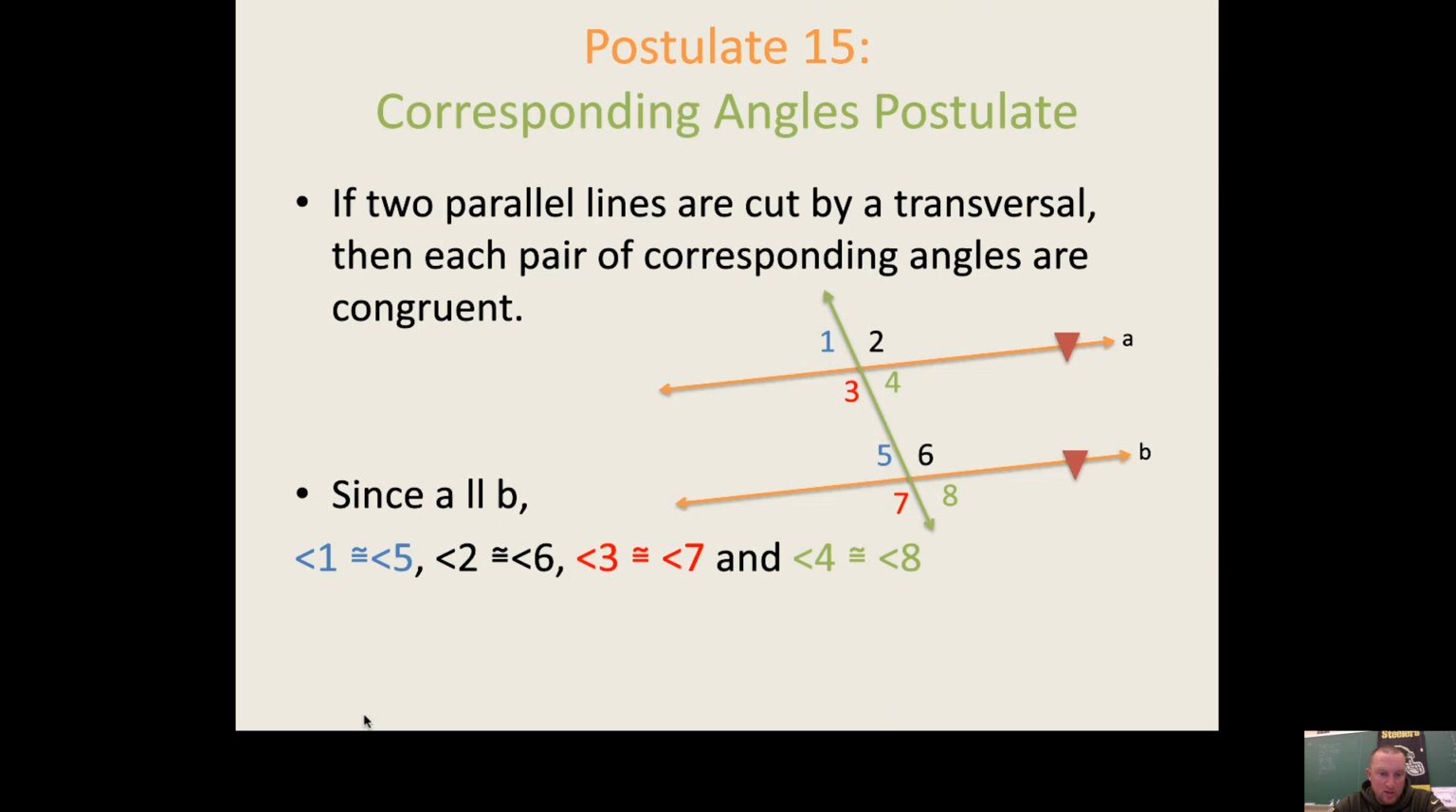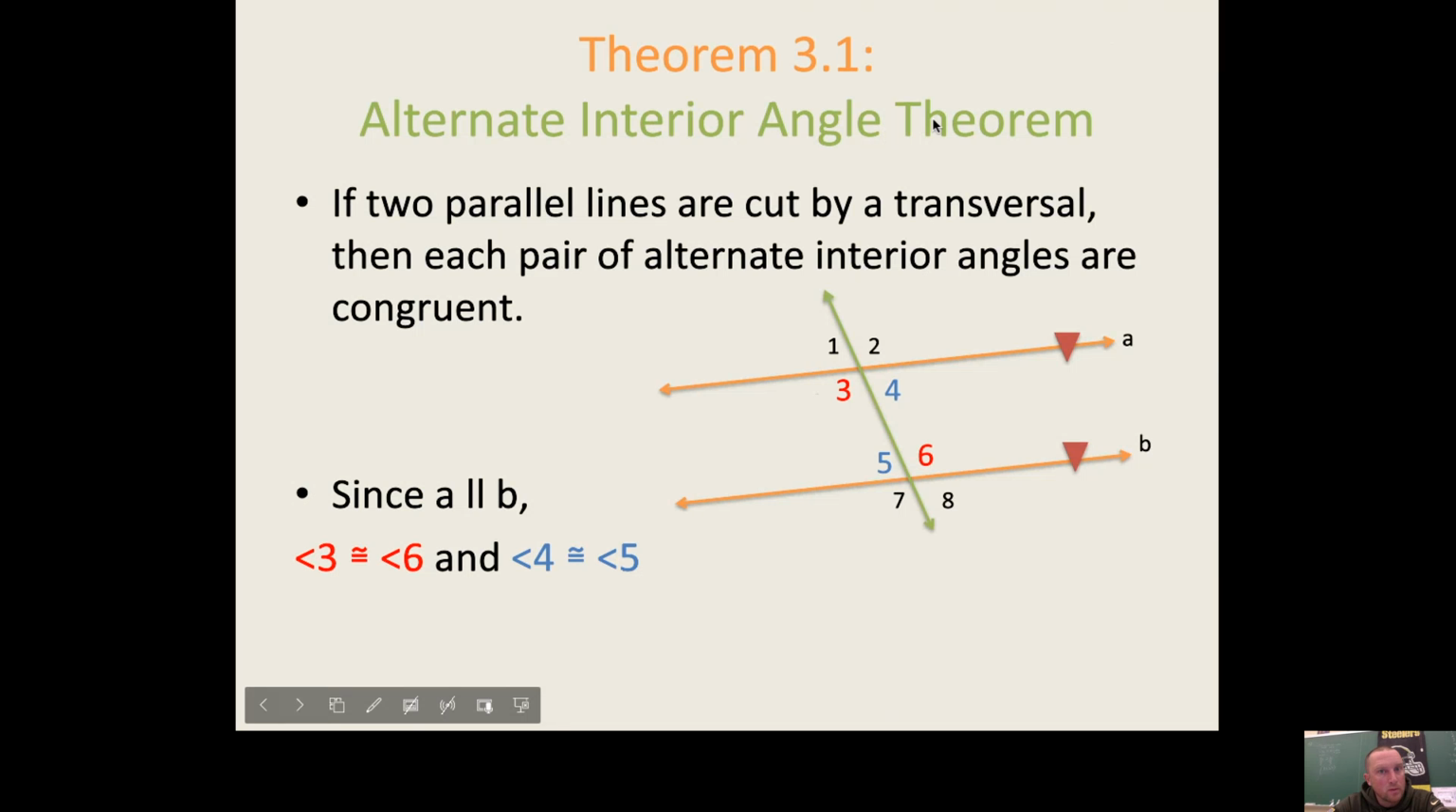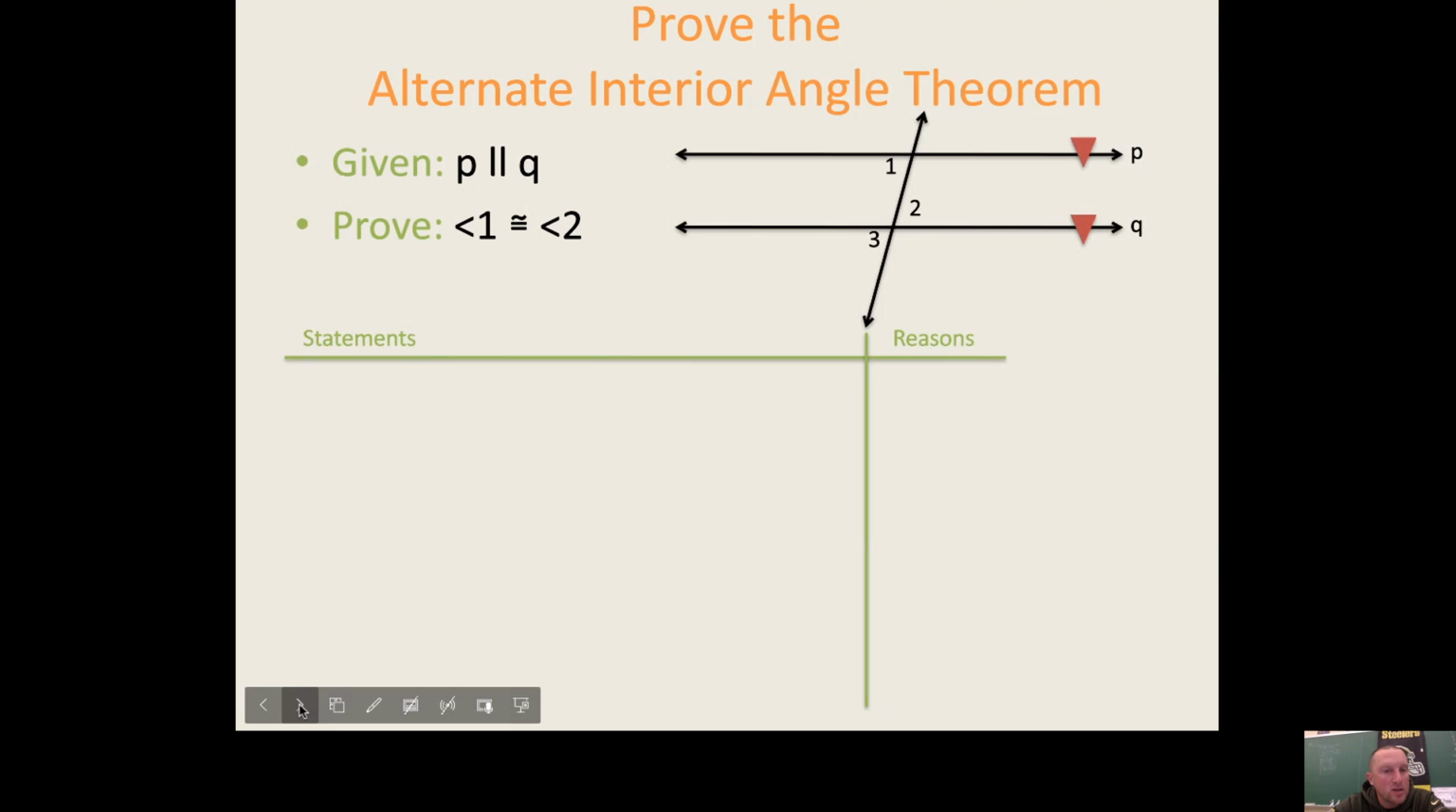You don't need to prove postulates, but you do need to prove theorems. The alternate interior angle theorem tells you that alternate interior angles are congruent. Well, we need to prove that that's true. And we can use anything we want, any postulate or any definition or any property that we've had in the past.